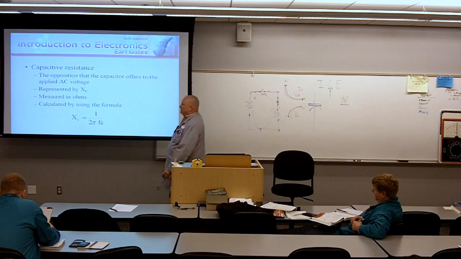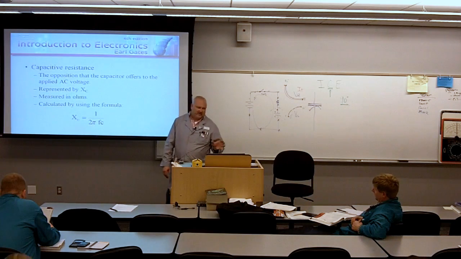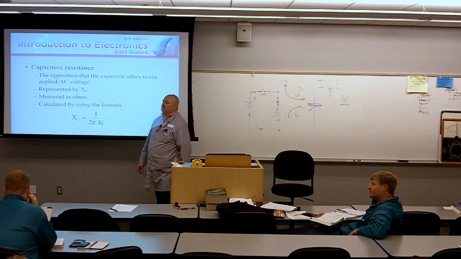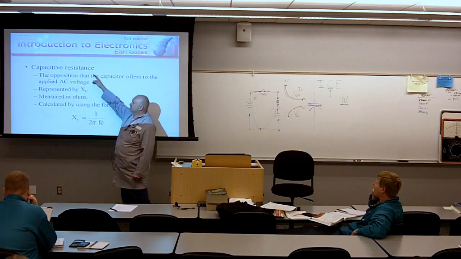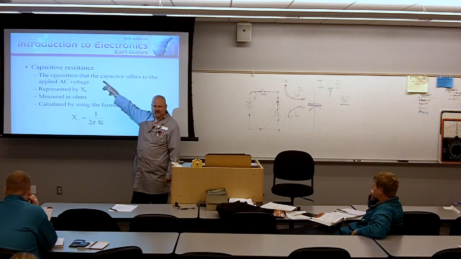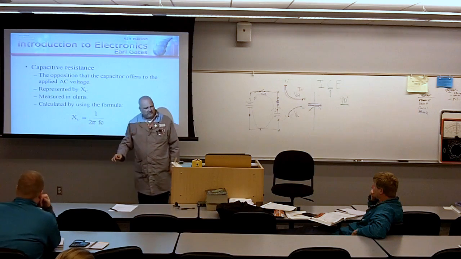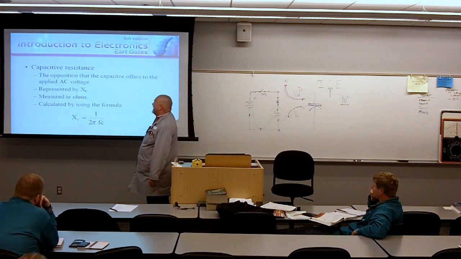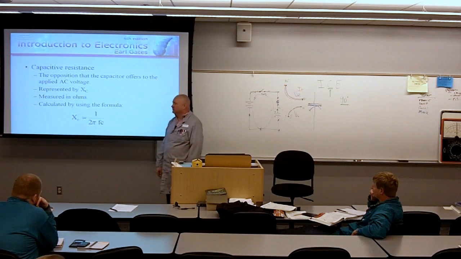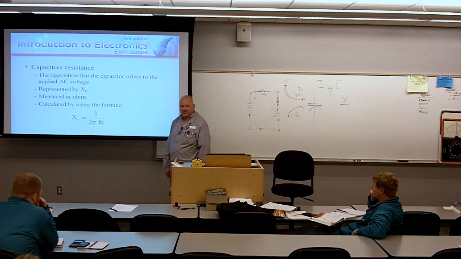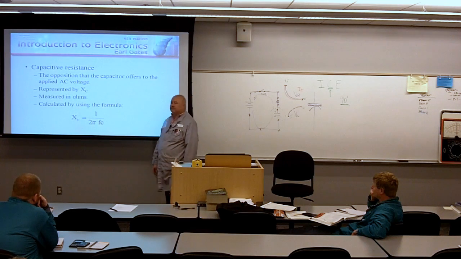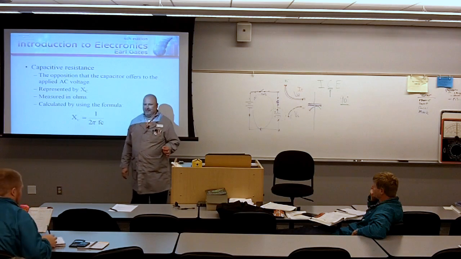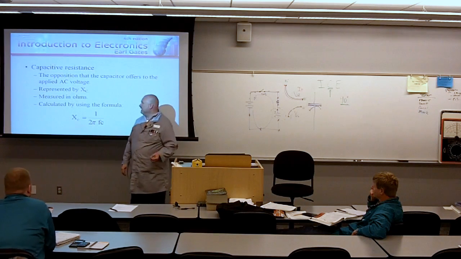What they came up with is, and this is solid gold, this is primo, something called, this is a typo here, this should say capacitive reactance. Capacitive reactance is the opposition that a capacitor offers to the applied AC voltage. And we abbreviate it by what we call X sub C. X sub C, capacitive reactance.